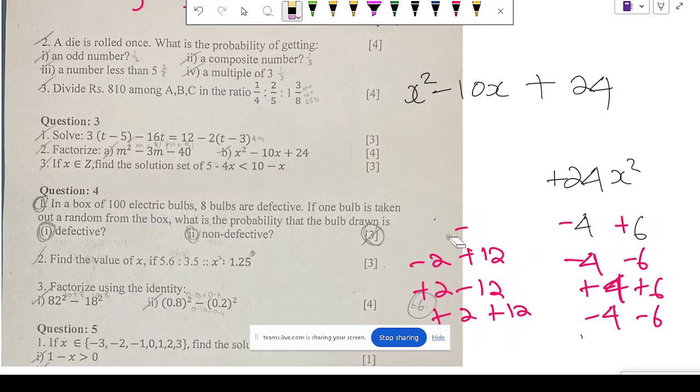No, sir. Next. Minus 2 plus 12. What do you get? Tell me with the sign. Plus 10x, sir. Plus 10. Is it plus 10 or minus 10? Minus 10, sir. Okay. But you're getting plus 10. That is not correct.